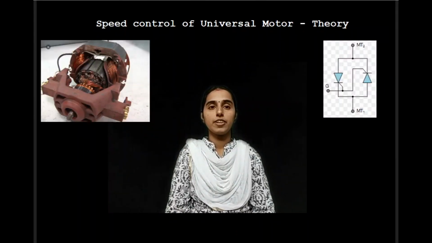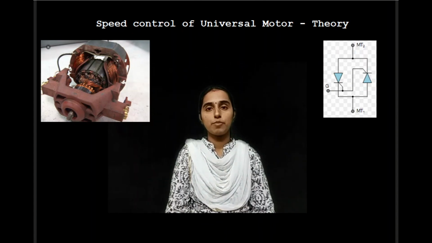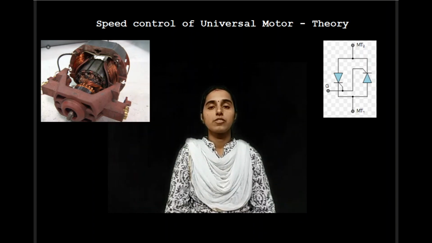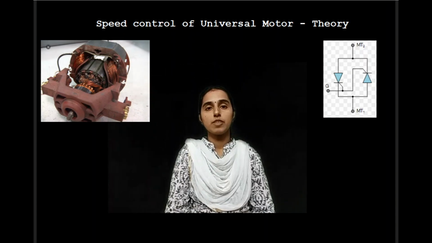Welcome everyone. In this video, I will explain the theoretical concept of speed control of universal motor. So, what is meant by a universal motor? A universal motor is the one which can run with both AC as well as DC.